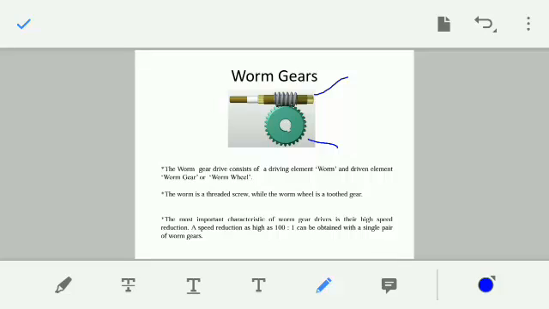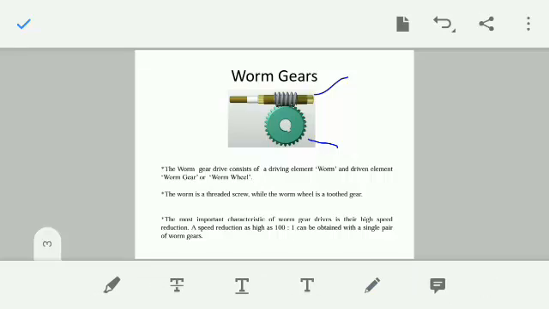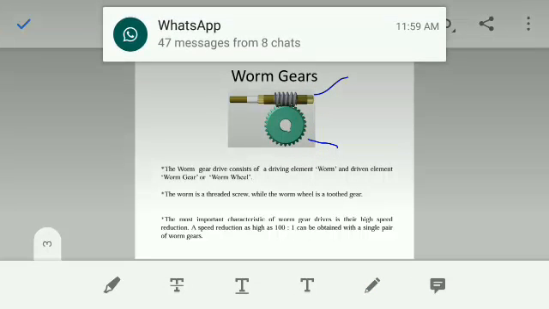The most important characteristic of worm gear drives is their high speed reduction. A speed reduction as high as 100:1 can be obtained with a single pair of worm gears. When we go back to our first and second unit, we studied spur gear and helical gear. There we had a speed reduction of 6:7. That was our gear ratio. So here we can have maximum speed reduction with the help of worm gears.